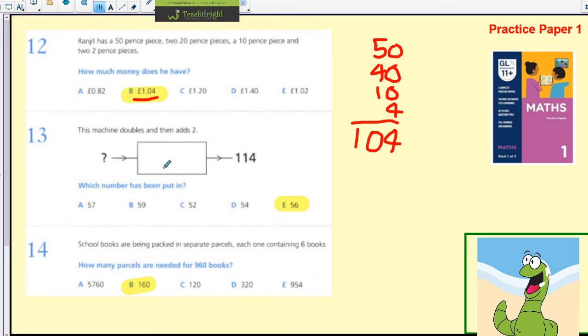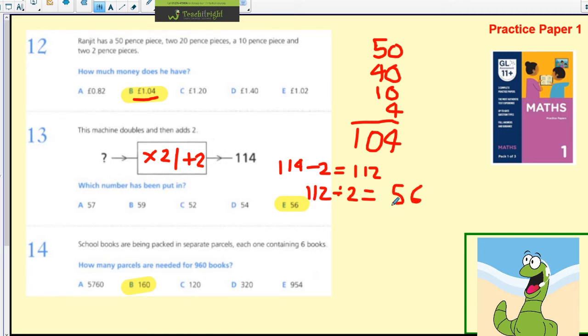This machine doubles, then adds 2. So it times it by 2, then it adds 2. Just writing that down as a reminder. Which number has been put in? Okay, well, if I ended up with this, I want to go in reverse. So let's start by doing 114, and we do the opposite. So take away 2, which is 112. And then the opposite of times by 2 is divide by 2. So it'll be 112 divided by 2, which is going to be half of 12 is 6, and half of 100 is 50. So 56 is my answer, which is coincidentally my favourite number.